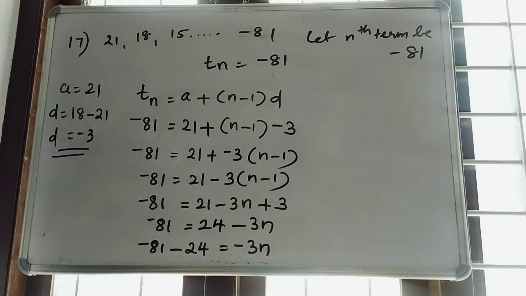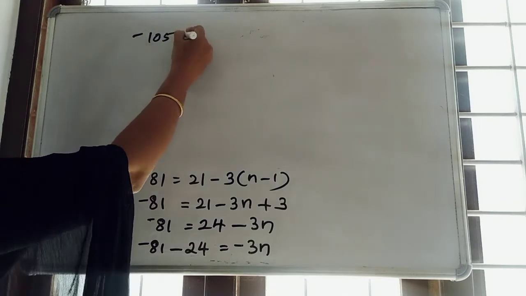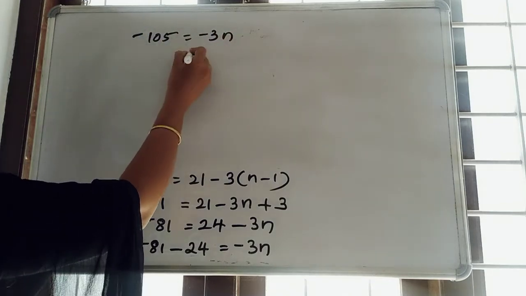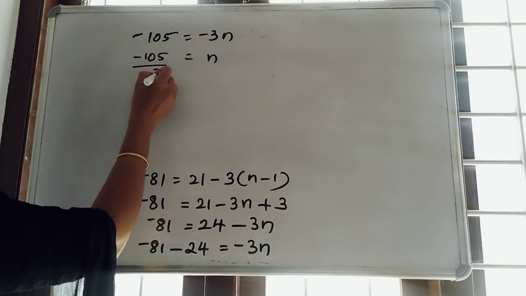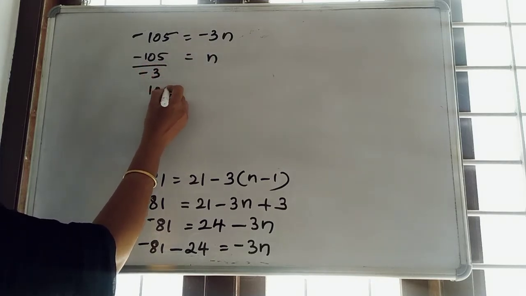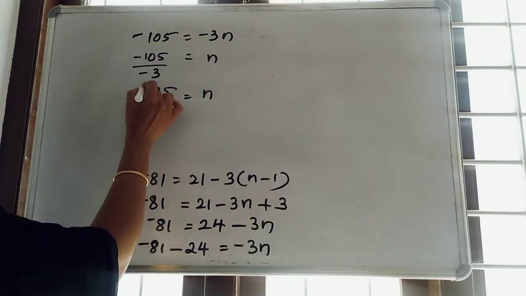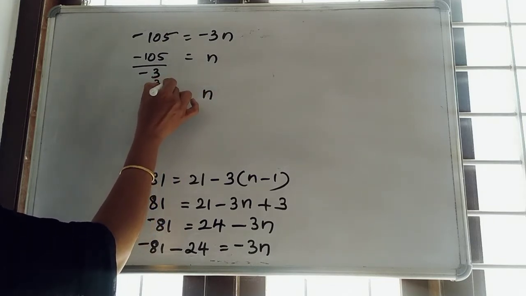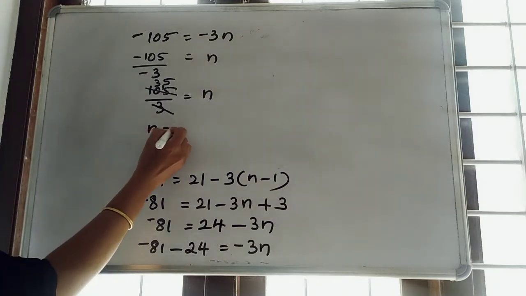So negative 105 is equal to negative 3n. So n is equal to negative 105 divided by negative 3. Negative divided by negative is positive. So 3 3s are 9, balance 1, 5 3s are 15. So n is equal to 35.